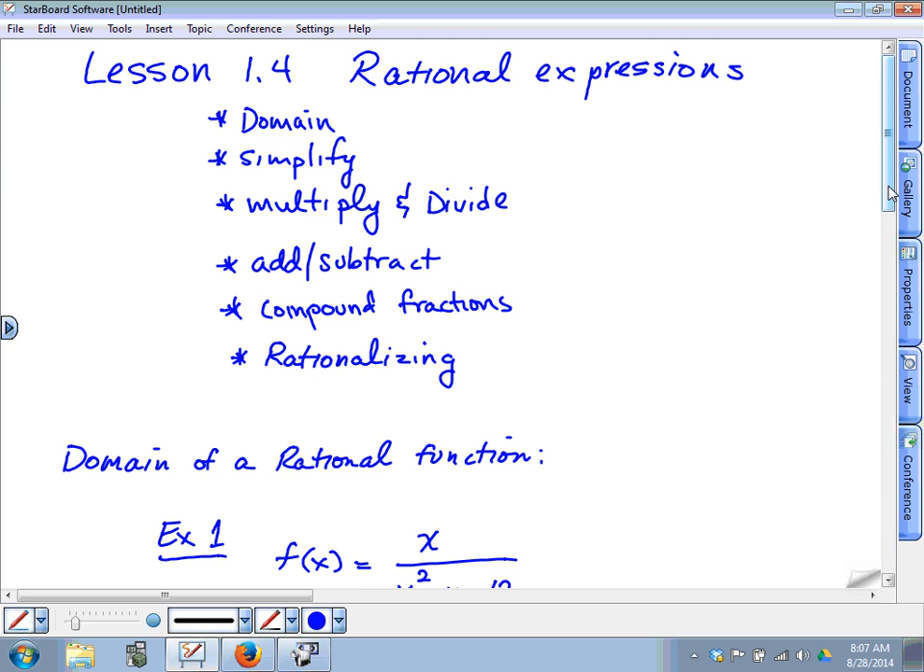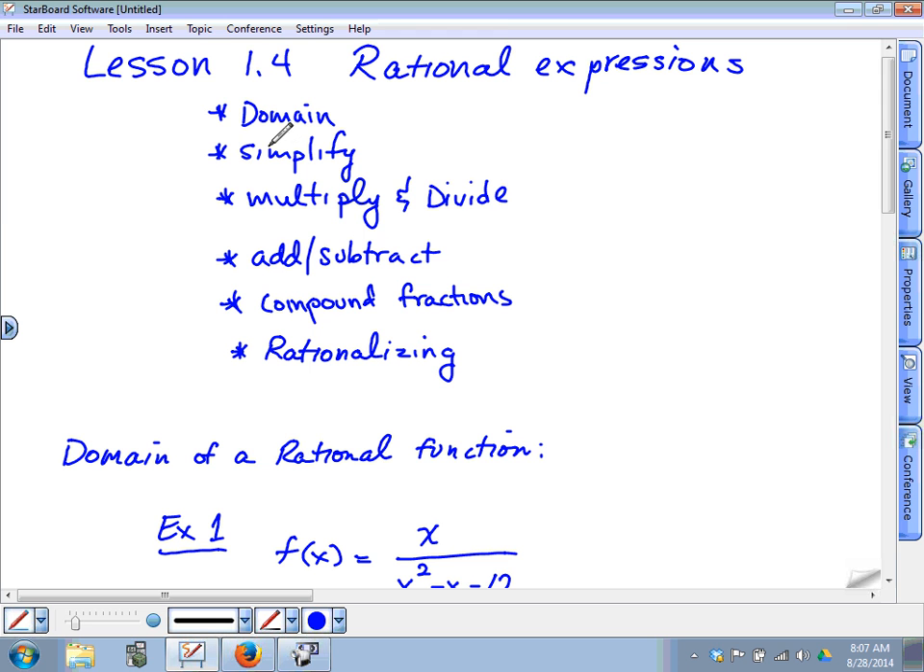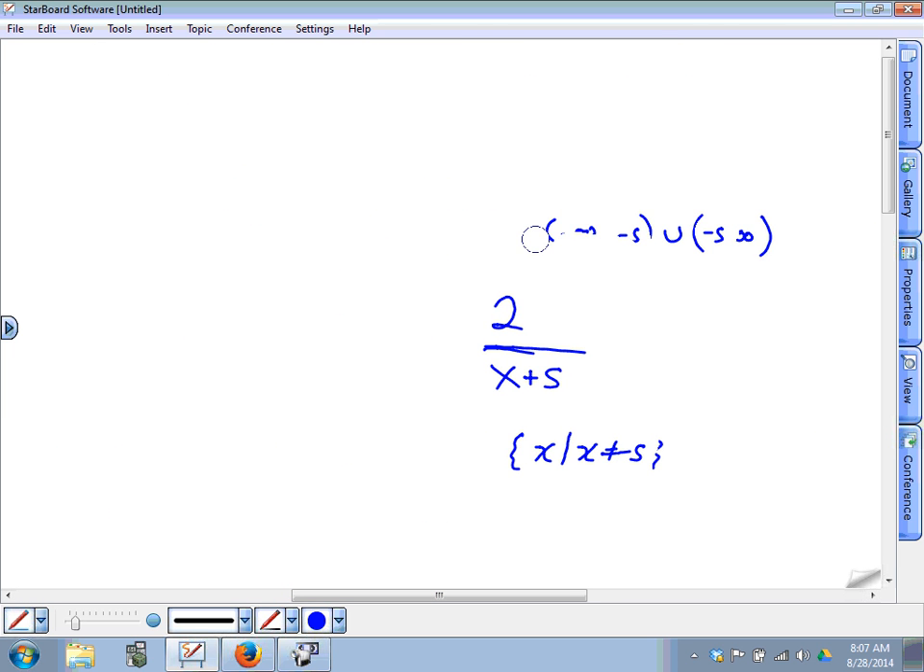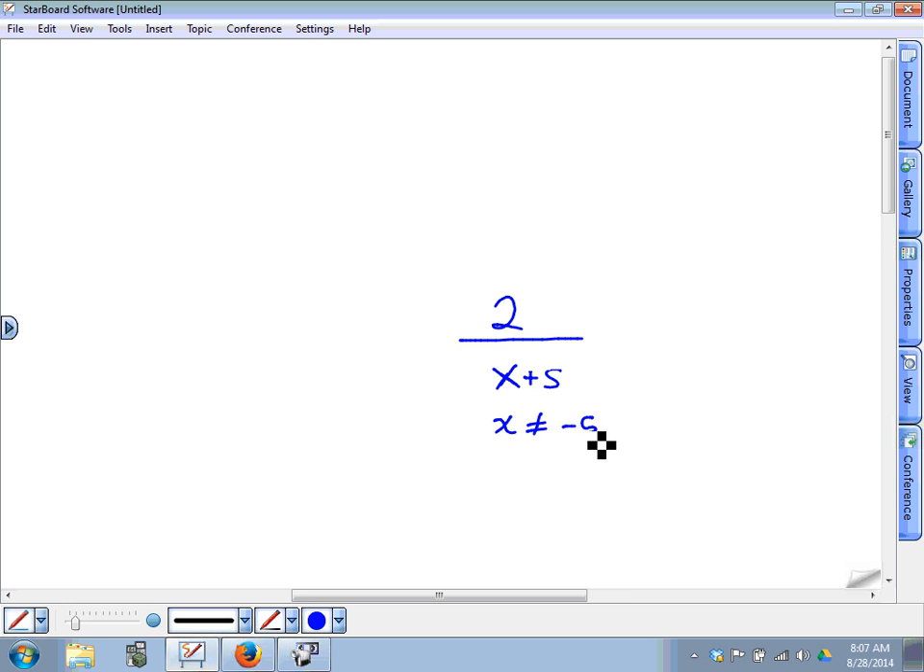Lesson 1.4, rational expressions. Here's what we're talking about in the lesson. Domain. Over here. Can divide by 0, yes? So here x would not be allowed to equal -5. Otherwise the fraction would be undefined.